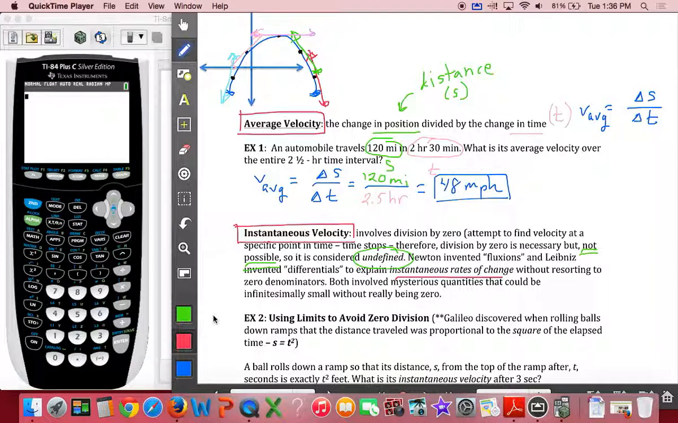So I said 1 hour. If I want to approach what my speed is at 1 hour, I'm going to approach all my speeds at 1 hour and 1 minute, 1 hour and 30 seconds, 1 hour and 20 seconds, 1 hour and 10 seconds, 1 hour and 1 second. What am I doing with my time each time? I'm getting closer and closer and closer to 1 hour. I'm approaching 1 hour with my time.